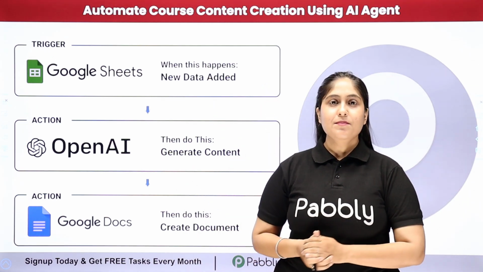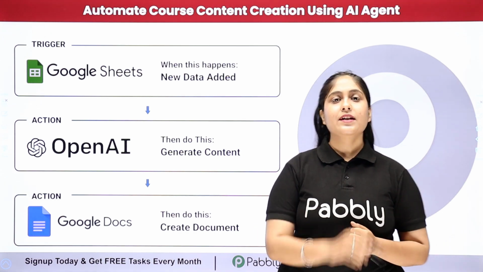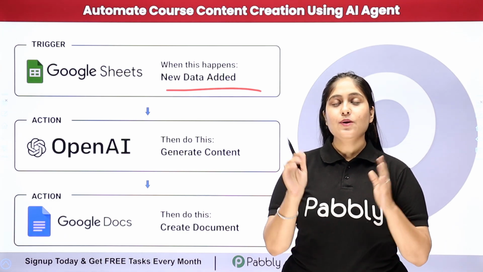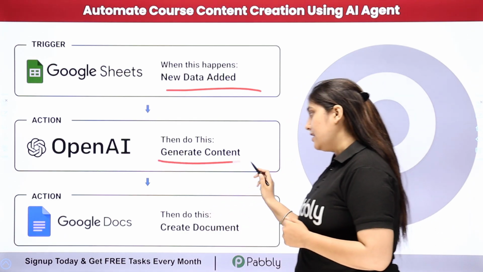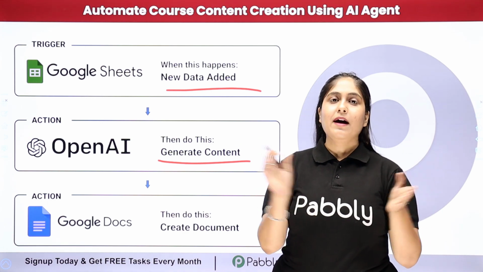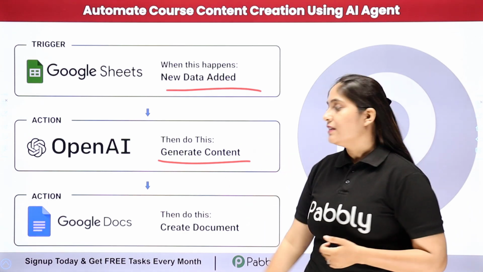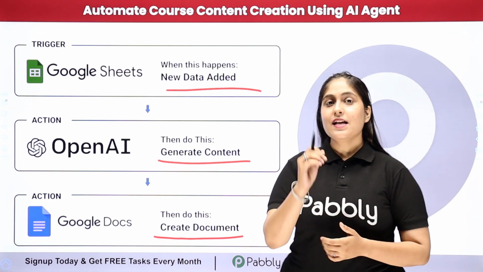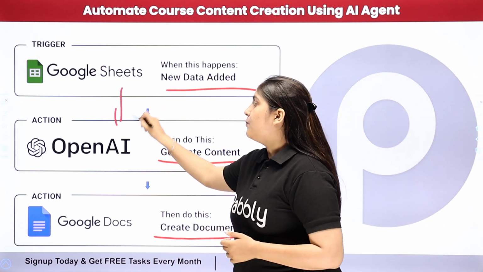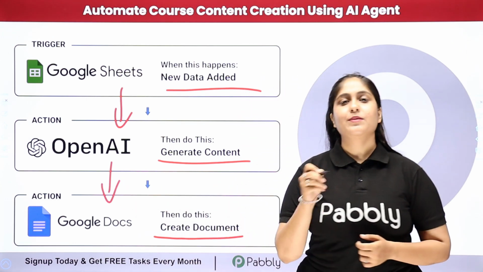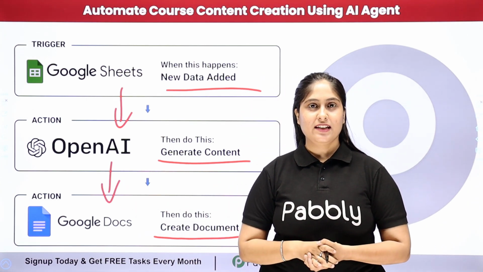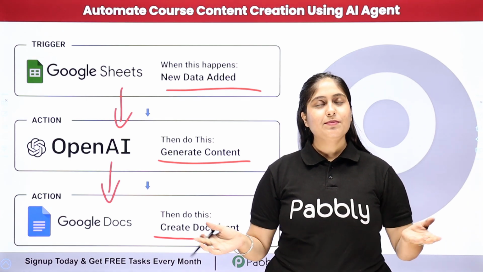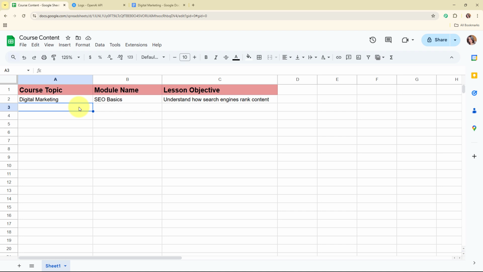So as a professor, my objective is that whenever I'm going to add a new detail over here in my Google Sheets, then automatically using the details, OpenAI should generate the course content. And after generating the content, automatically that should be saved as a new document in my Google Docs. So now here to automate the entire process, I need to connect my Google Sheets with OpenAI and Google Docs using an automation software named as Pabbly Connect. So to see the working of this automation and to learn this process step by step, let me take you to my screen. Welcome to my screen.